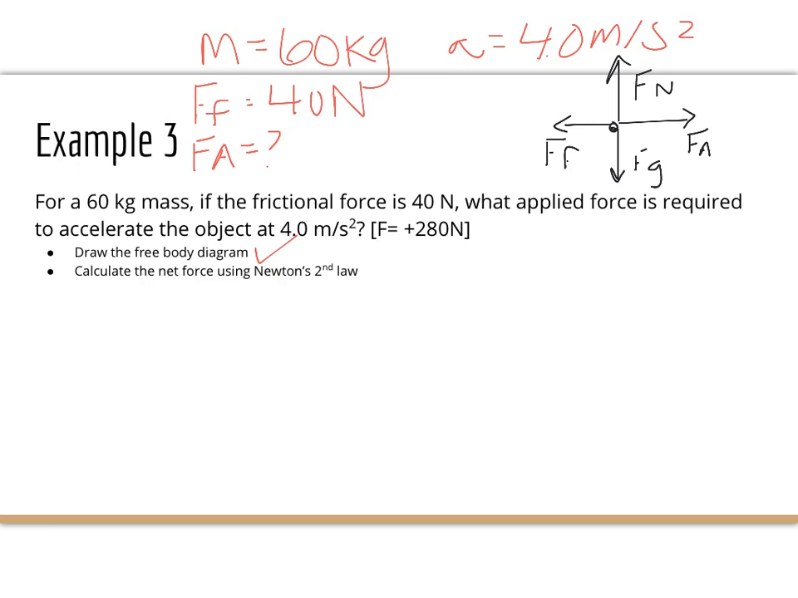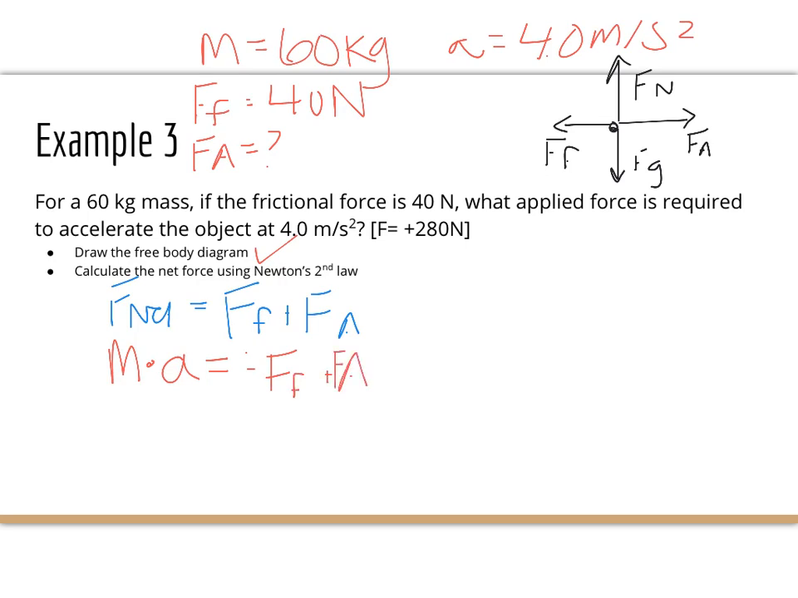So F net equals the force of friction plus the force applied. Now, our force of friction is in a negative direction. Okay, so we need to add it as a negative. All right, F net is always our mass times its overall acceleration. This equals the negative force of friction, and F of A is a positive.